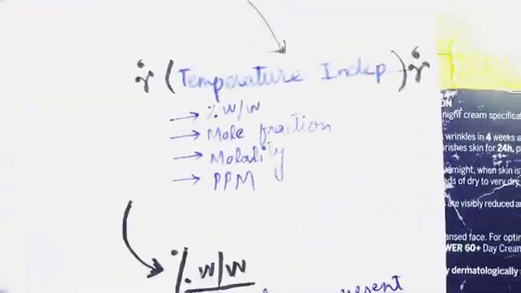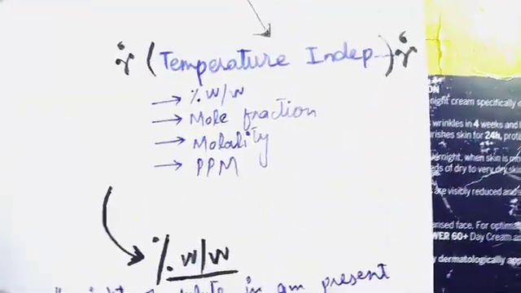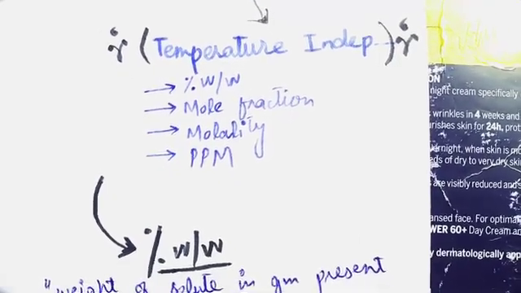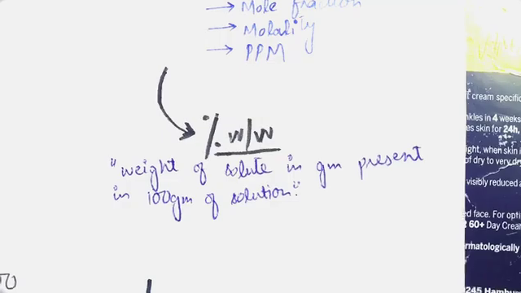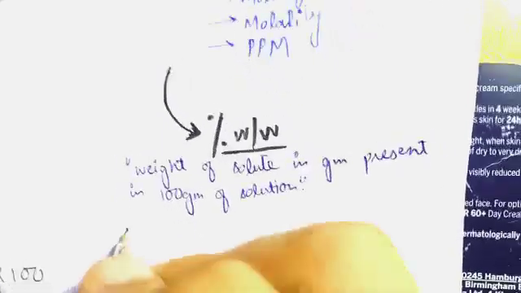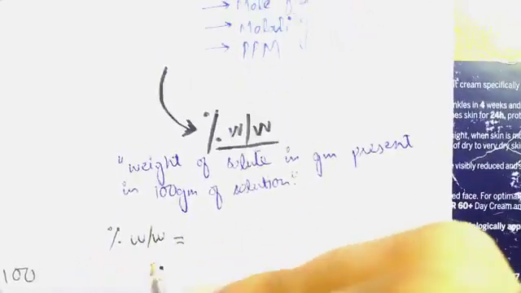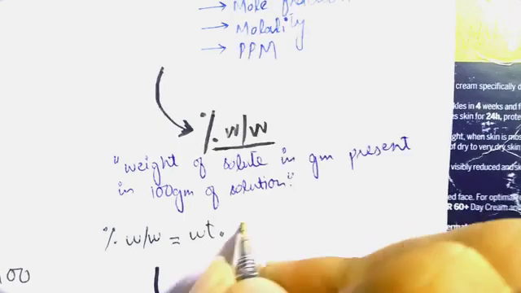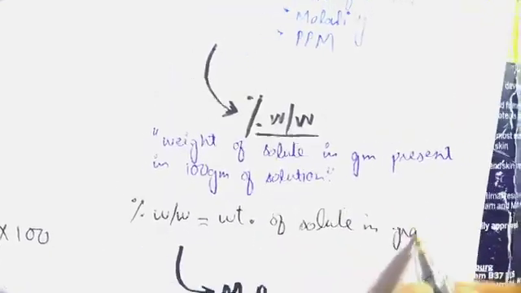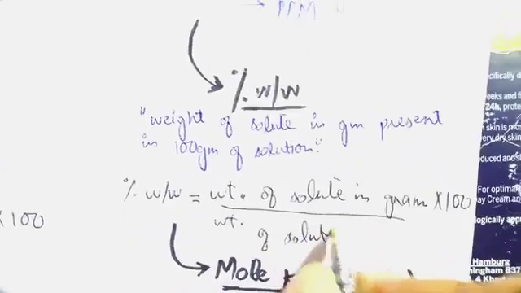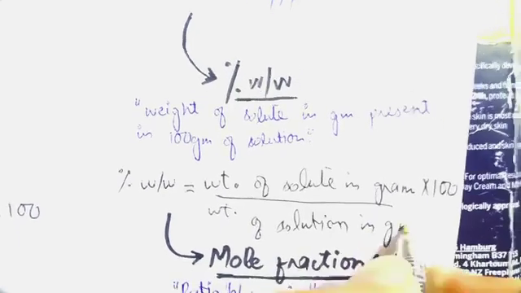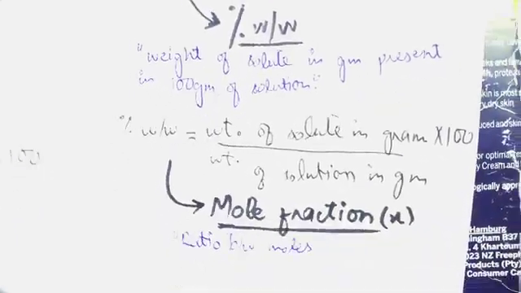And then the temperature independent terms are weight by weight, mole fraction, molality, and parts per million. First of all is weight per weight. Percentage weight by weight equals weight of solute in gram multiplied by 100 divided by weight of solution in grams.